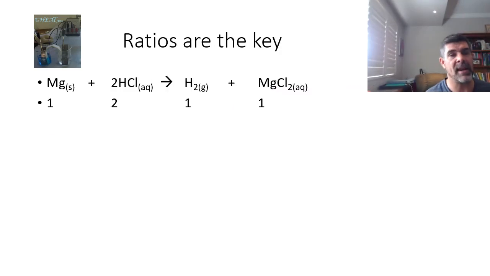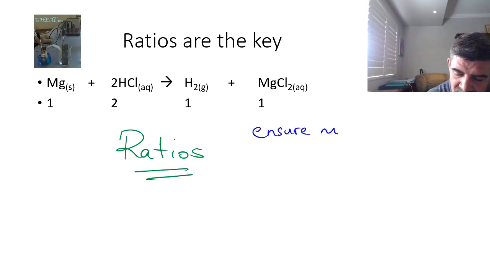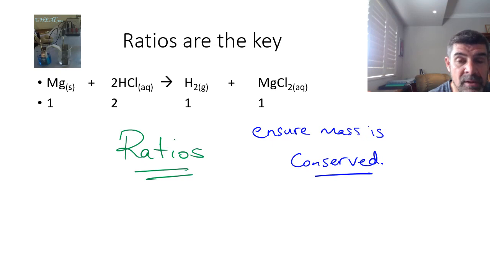But why does this matter? Well, the reason that it matters is going to be explored in much more detail in future videos, but the most important thing to understand is the importance of ratios. Once we get our balanced equation, we do two things. Number one, we ensure mass is conserved because we haven't created any new atoms or lost any old atoms.